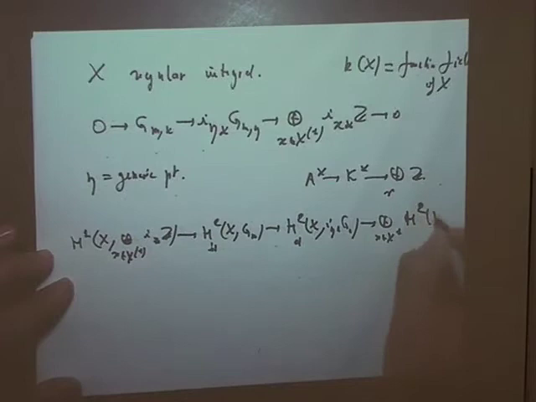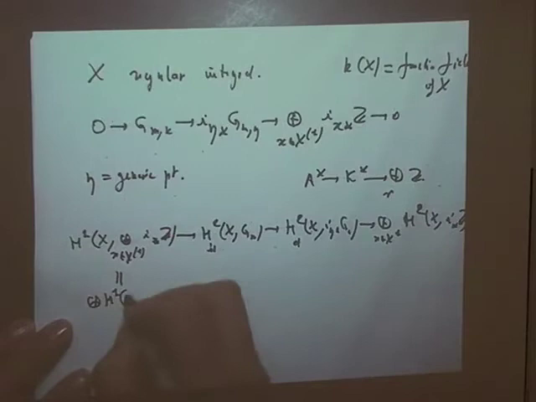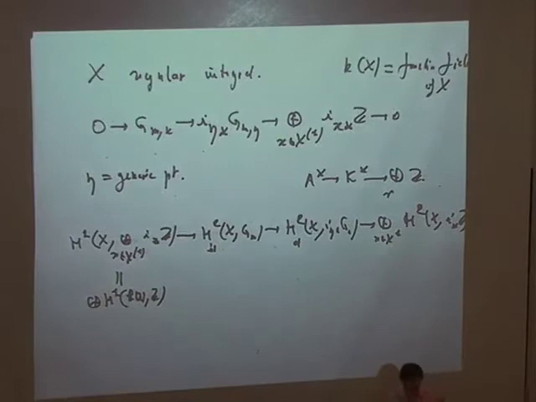Now what happens is that this one, in fact, is the same as the direct sum of the H1 of the residue field at x with values in Z. And then H1 of a profinite group with values in Z is just Hom of this profinite group with values in Z, which is zero. So here we get a zero.